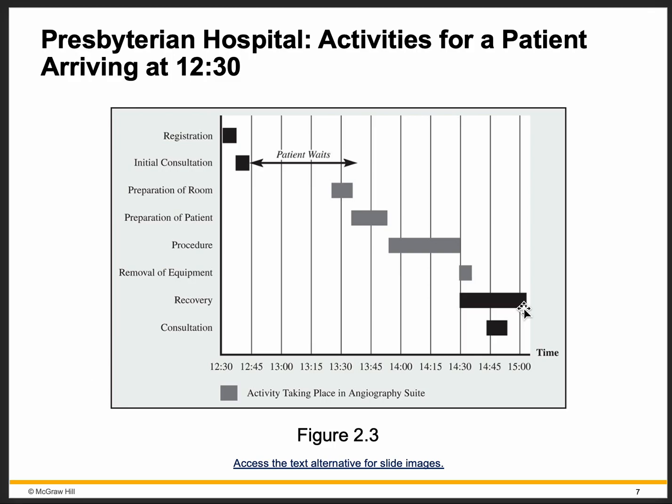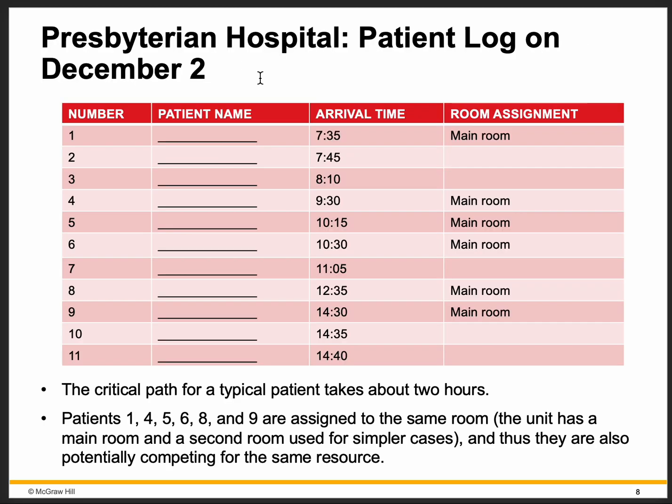So here all the things in gray are the ones that take place in the angiography suite. The ones in black happen in ancillary rooms outside. That's something to keep in mind. So this is a process. The patient coming in and the patient leaving, that whole procedure, that's a process, and that's the kind of thing that we're trying to analyze here.